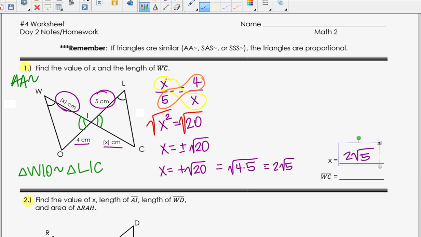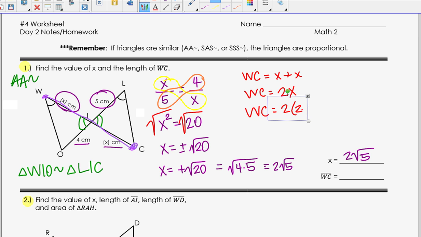Now let's see, it's WC. From W to C is from here to here. Well, that's x and x. So technically, to find WC, it's x plus x. So WC is 2x. Well, now we know x is 2 radical 5.